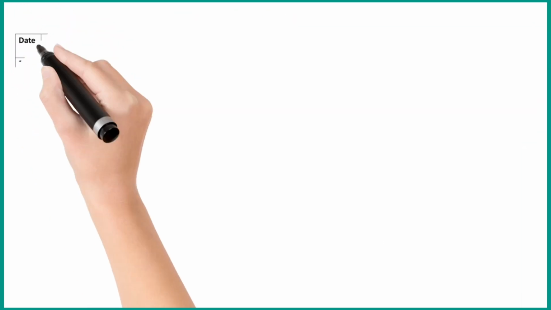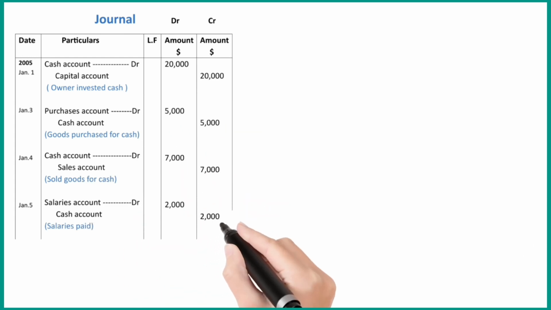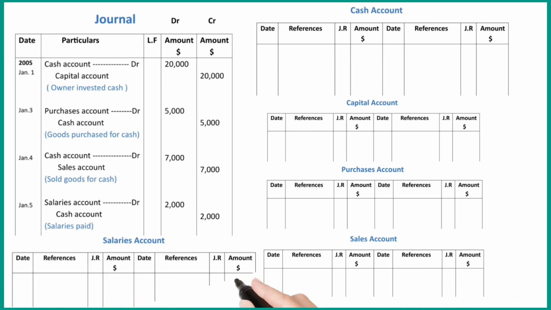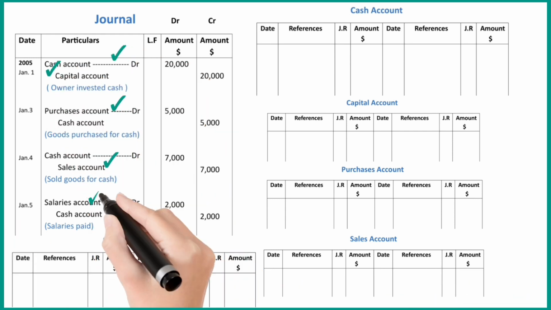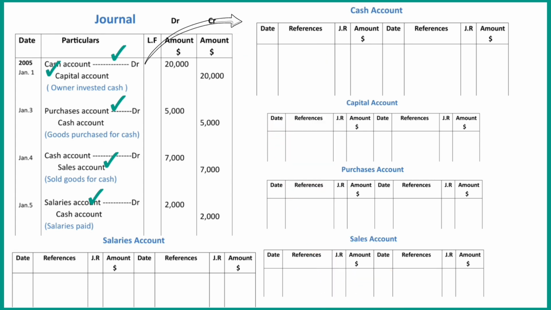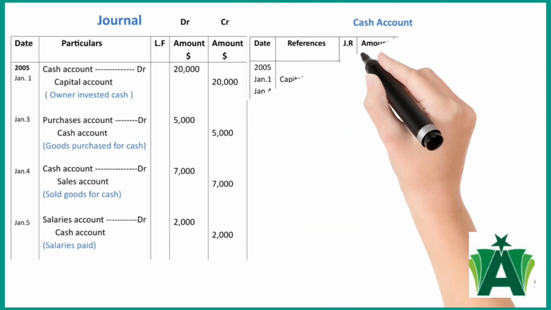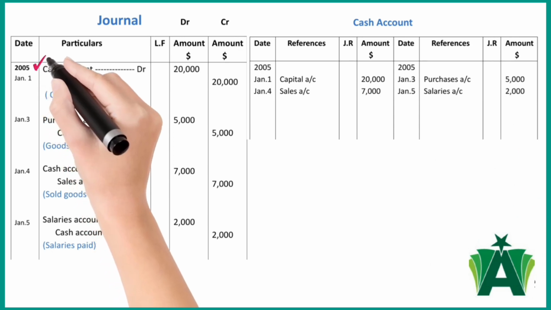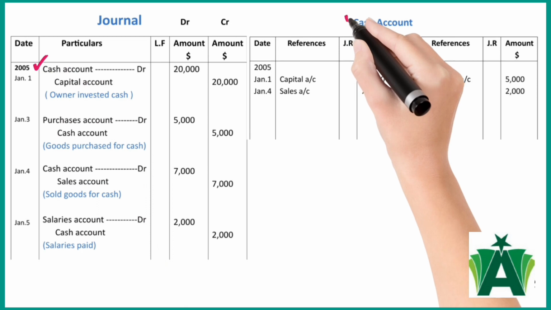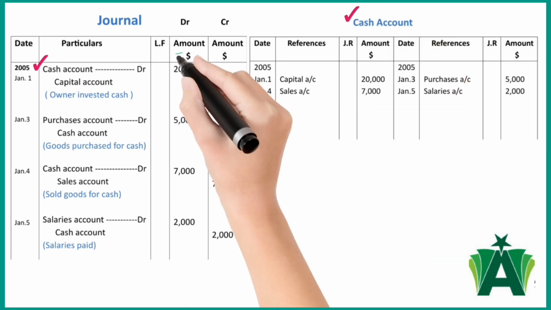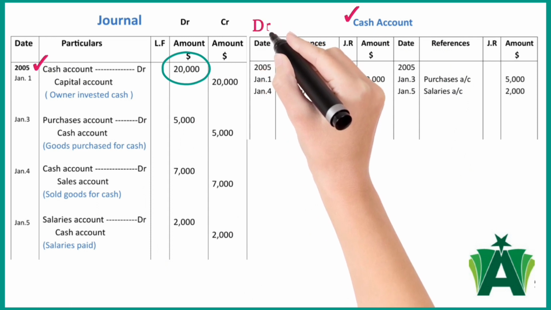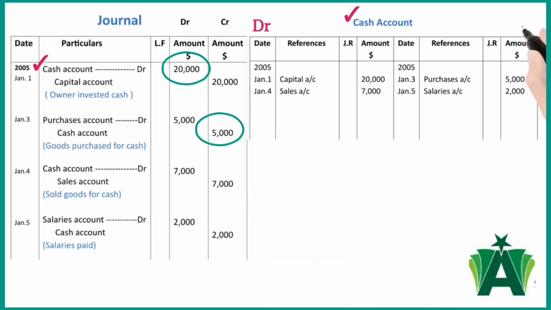In accounting, posting refers to the process of transferring information from a journal to the general ledger. It's basically taking the instructions you recorded in the journal and moving them to the appropriate accounts in the ledger. Now we start creating ledger accounts in order. The first ledger will be the cash account, because the cash account is debited first. We have already discussed the format. Remember, if the cash account is debited in the journal, it will be recorded on the debit side of the cash account. If the cash account is a credit, it will be recorded on the credit side.